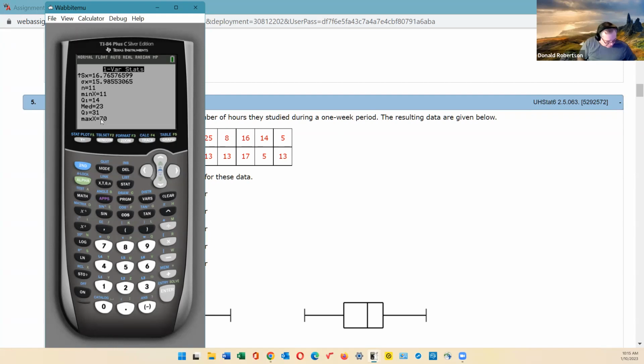Any questions then about, if I give you a set of data, do you feel comfortable enough that you could create a 5-figure summary, check for any outliers, and then draw a box plot? That's pretty much it. I got a lot of nods on that, so I'm happy.